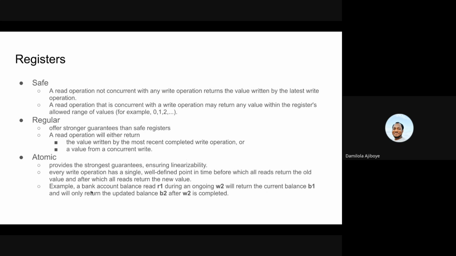Here's a simple example. You have a bank account read, let's say R1, and there was an ongoing write of W2, so R1 will return B1, because this write is still ongoing. But once W2 has crossed that point, every read would return B2. This will make more sense when we look at the linearization point.